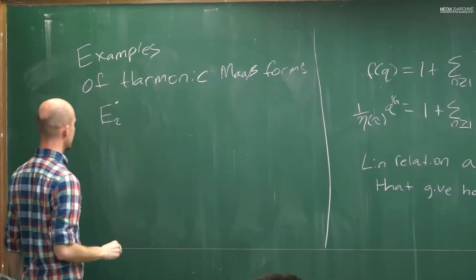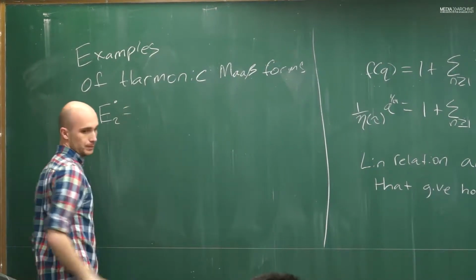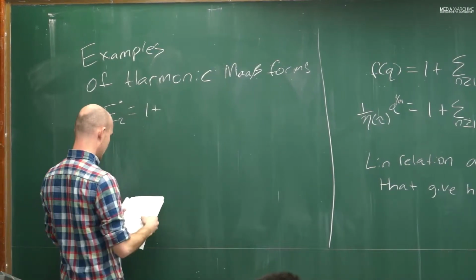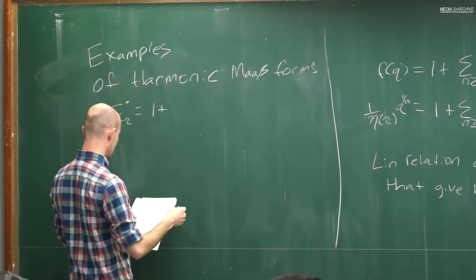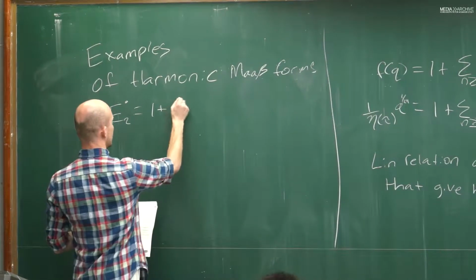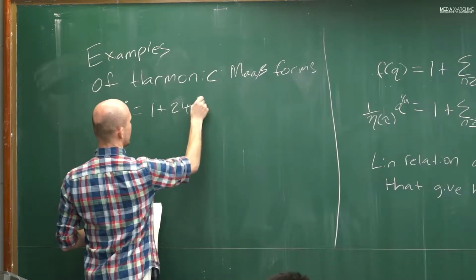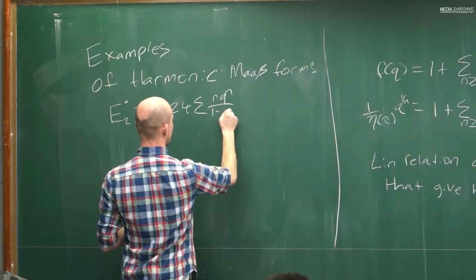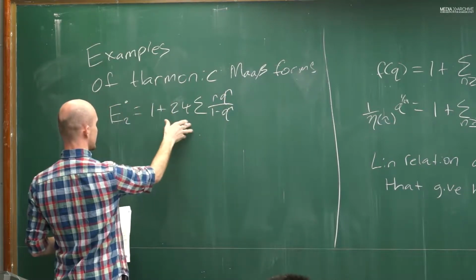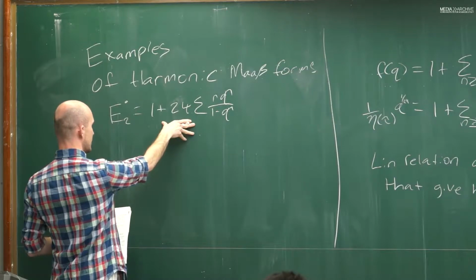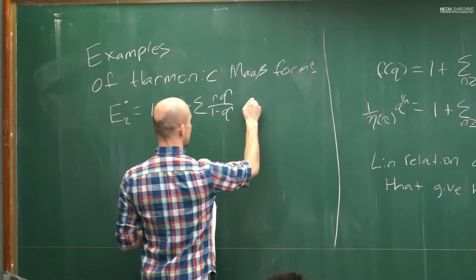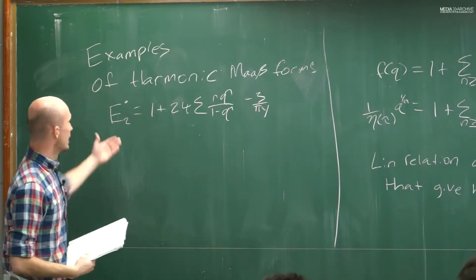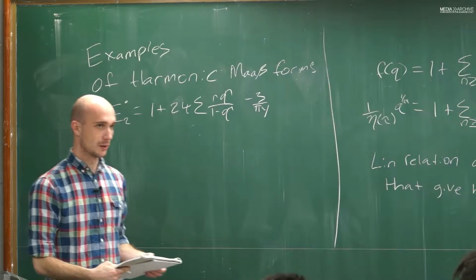This is the extended Eisenstein series E2. You have the standard 1 minus 24 times the sum of n q^n over 1 minus q^n. This is the standard Eisenstein series E2, which is not quite modular. If you subtract 3 over pi y, this now becomes modular, and it satisfies the condition to be a harmonic Maass form.